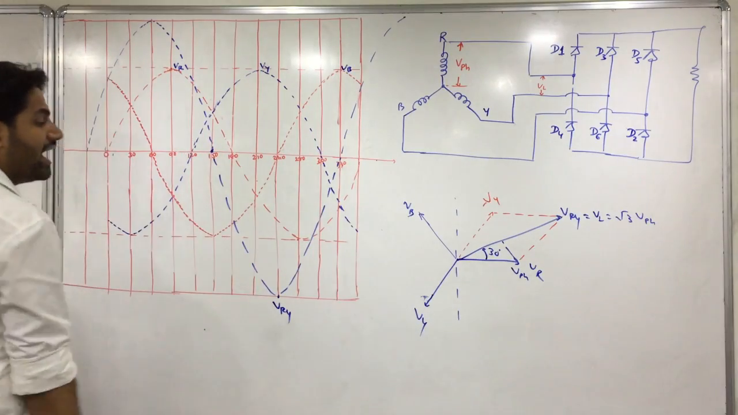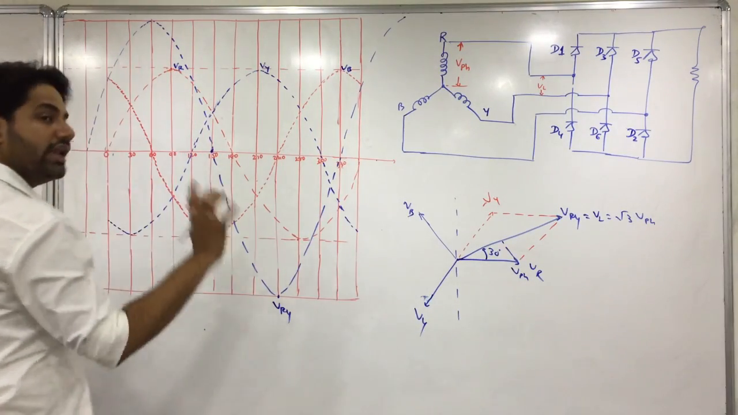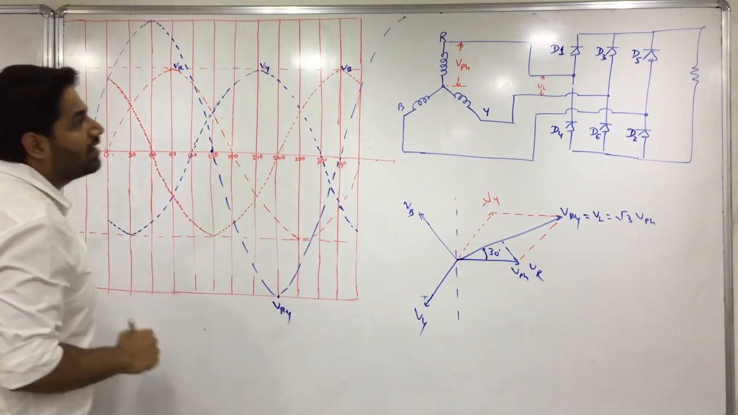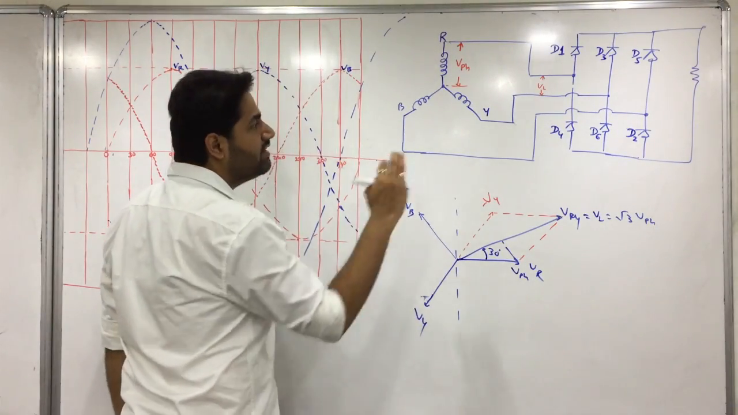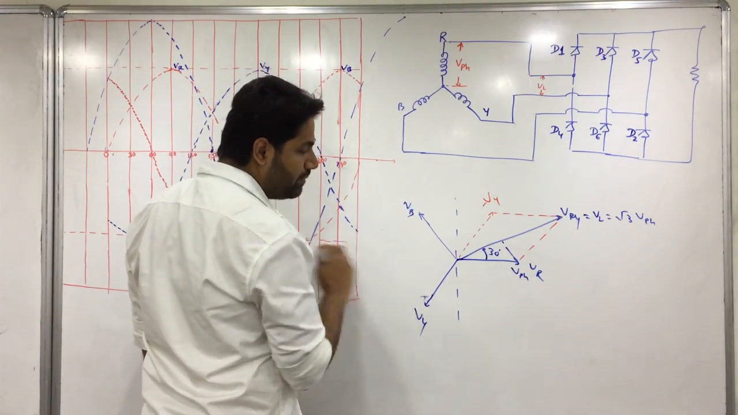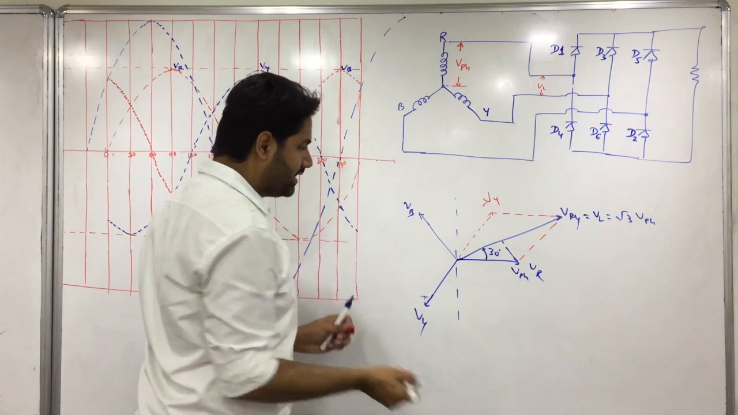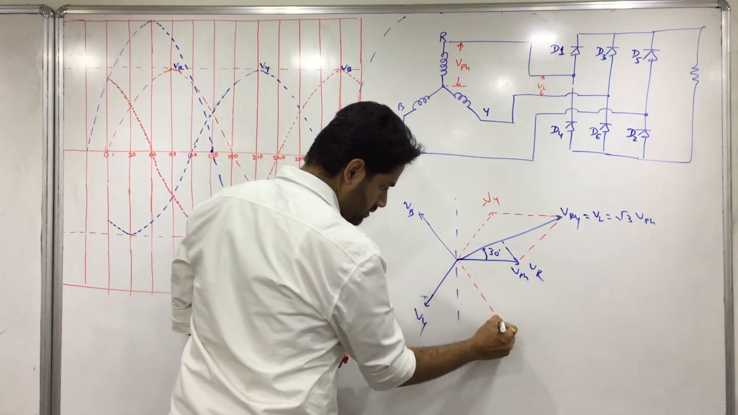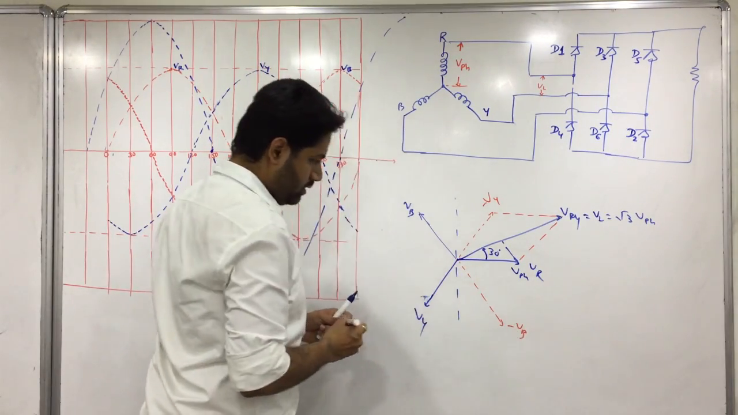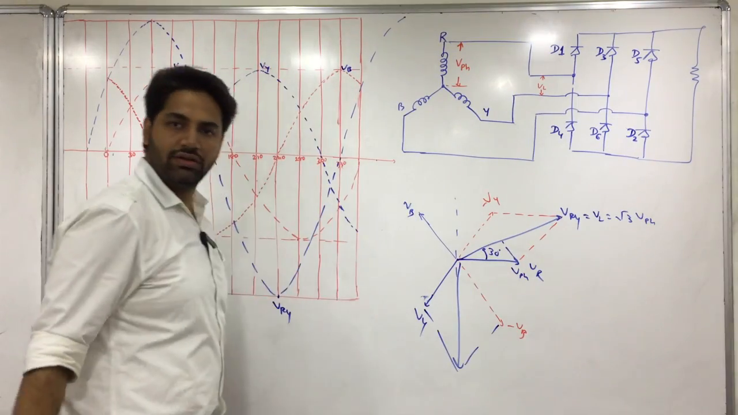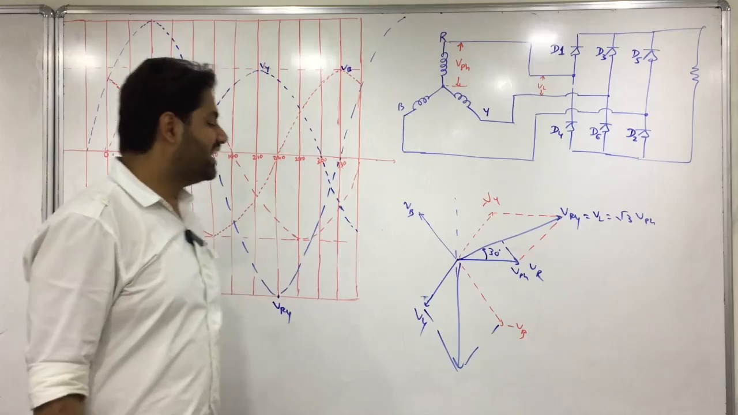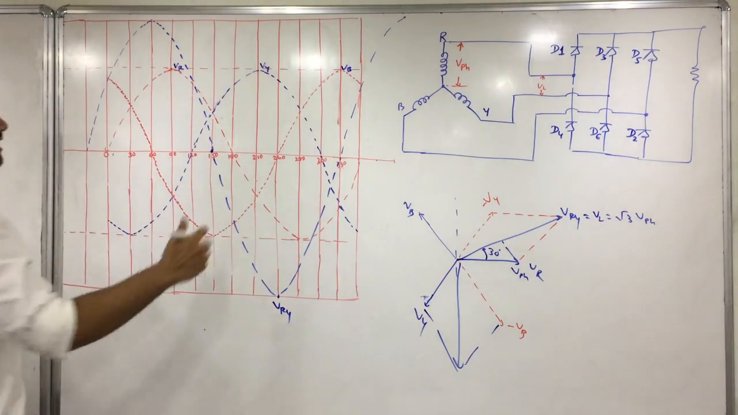This is where we have got VRY. This is my VRY. Clear? VRY is clear? Okay. Now let's deal with the next one, VYB. For VYB we have VY minus VB. So minus VB will be like this. This is minus VB. So again we have got something which is like this. Yes or no? Fine. 30 degrees leading to VY.